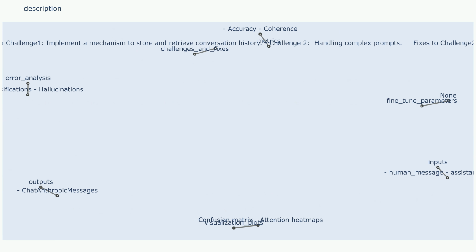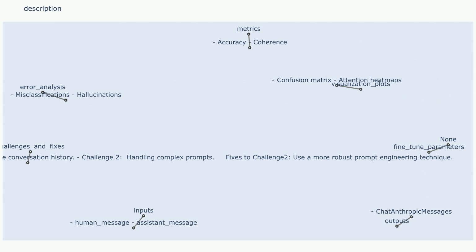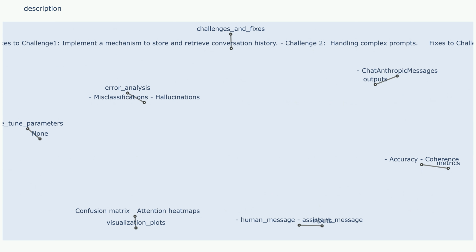Steps: the class iterates through the provided messages. For each message, it determines the role, human or assistant. It constructs a dictionary with keys name, content, and role, ensuring compatibility with Anthropic's API format. Metrics: NA. Visualization plots: NA. Fine-tune parameters: NA. Uncertainty methods: NA.